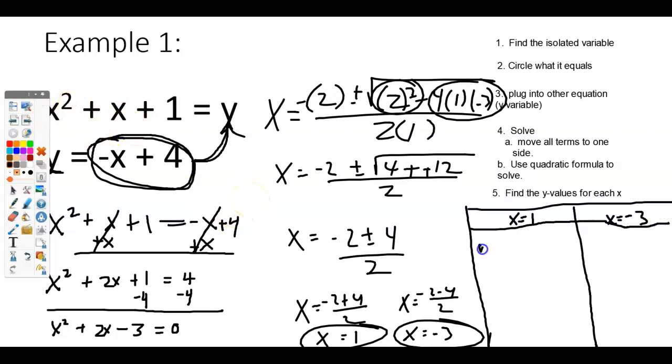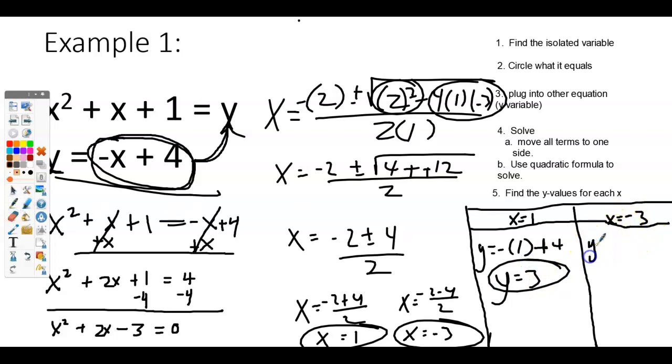Now, obviously, pick the one that's easier. I think the one without the square is a lot easier. I'm going to plug in 1 here. So negative 1 plus 4 is 3. And then we're going to repeat that for our other x value that we got.